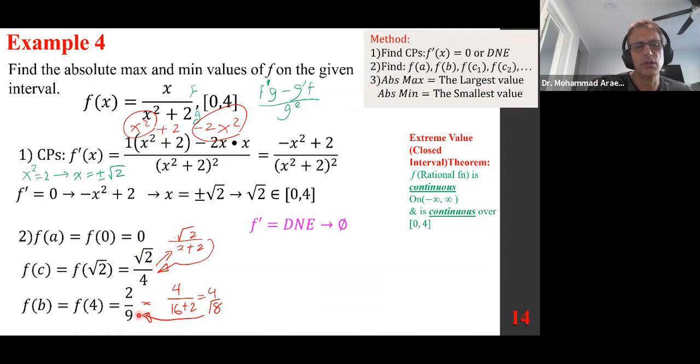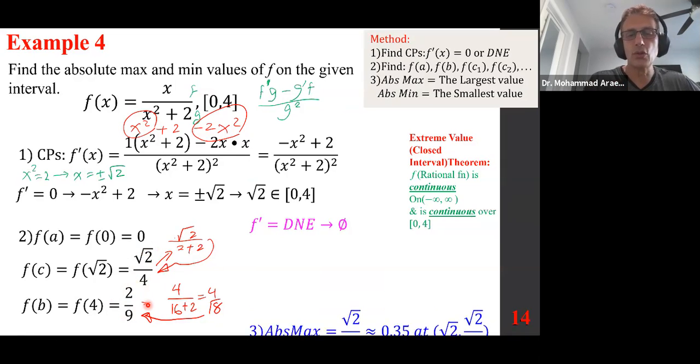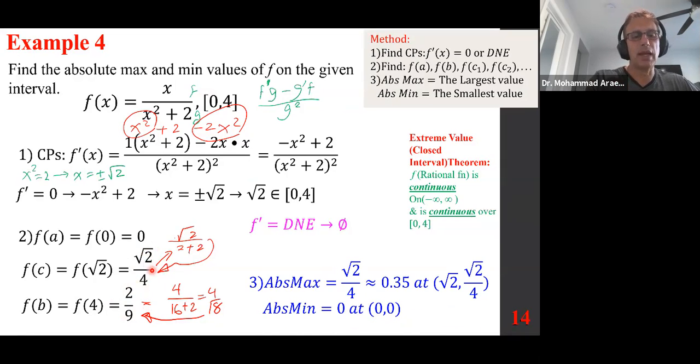And as far as decimal notation, this is about 0.2 or 0.2 bar. And so you establish the absolute max is this number at this pair. Now, this number is approximately 0.35. And obviously, 0 is the smallest number, so that's your absolute min, and it's at the pair 0, 0. The way you write it is extremely important. You want to make sure you write it properly, everybody.